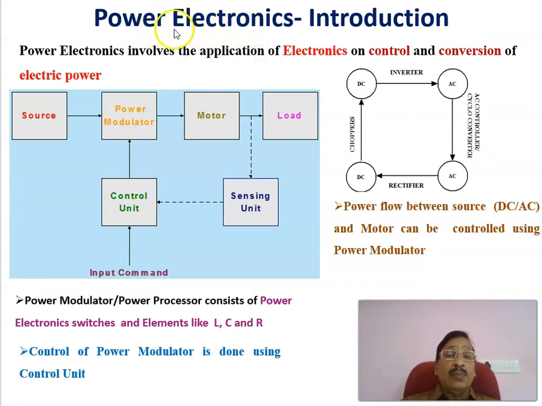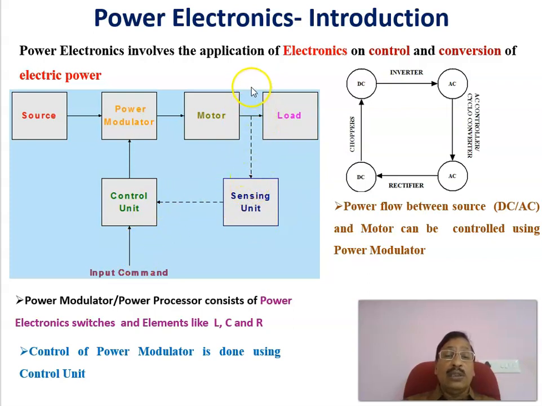Continuing the introduction of power electronics, as I already told, power electronics involves the application of electronics on control and conversion of electric power. One more basic block diagram is shown here. In that one, the electric source is there, as I already explained in the previous slides, that can be either an AC source or a DC source, and the load may be a mechanical load that is driven by a motor, and there is a power modulator. The power modulator output is given to the motor, and the AC or DC electric source is given to the input of the power modulator. We have to sense the parameters to be controlled, like maybe the speed of the motor or the current of the motor.